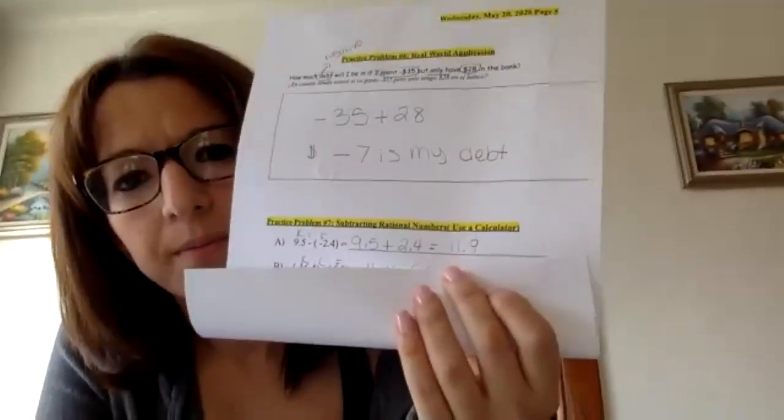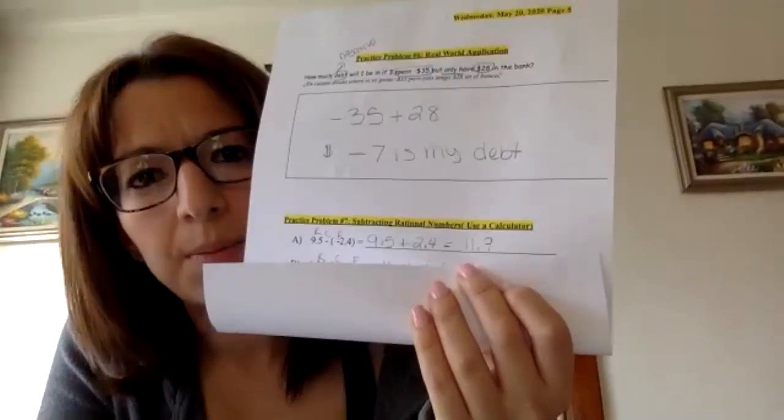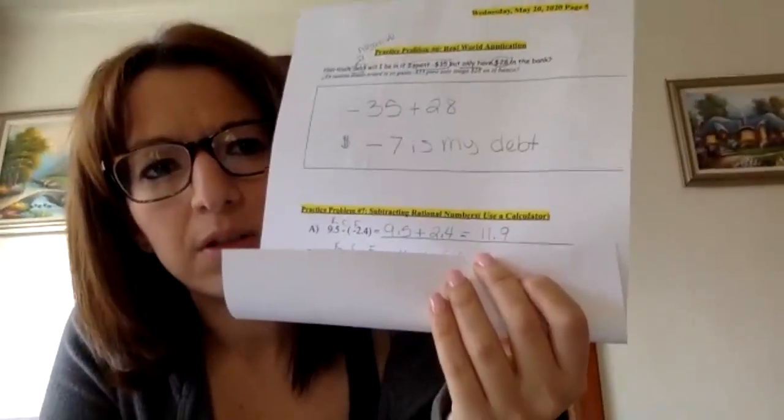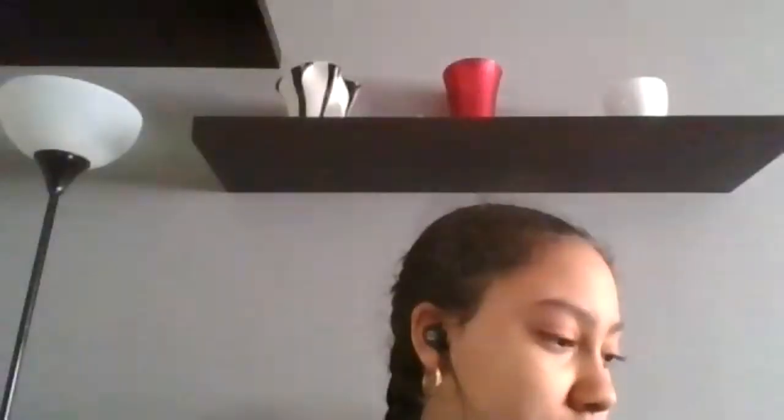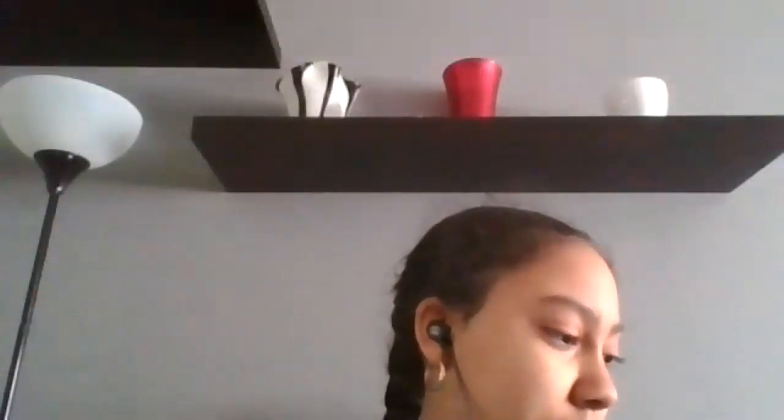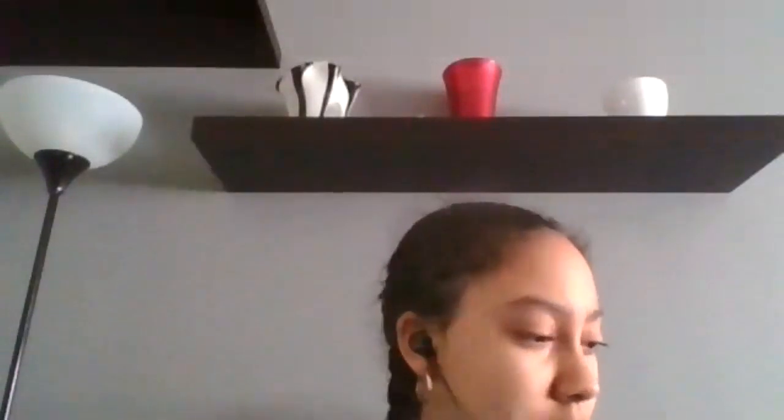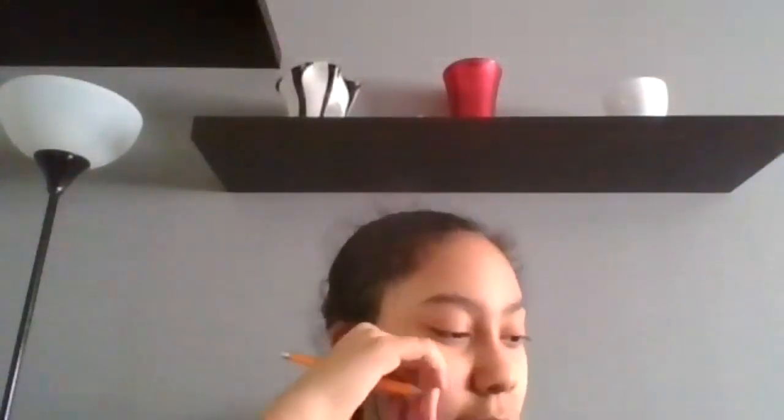Chris, you're going to do letter B for us. Let's bring you back. All right, you're going to do letter B. It says negative 16.4 minus 6.9. Rewrite that as addition first. Okay, so as addition, it is 16.4 plus 6.9.